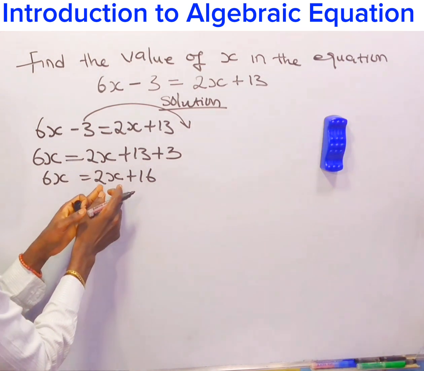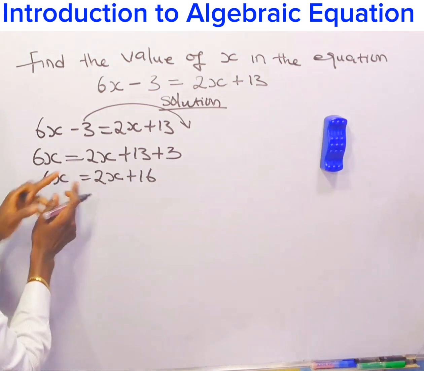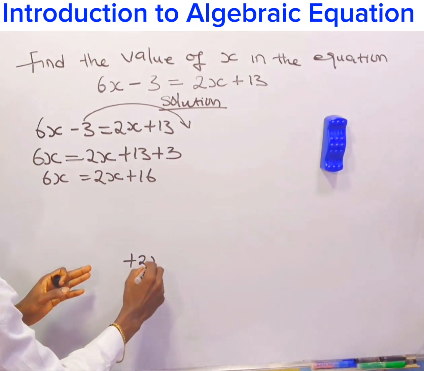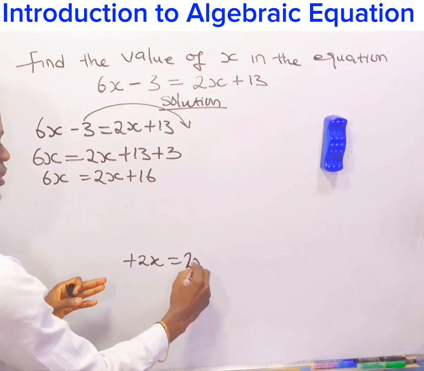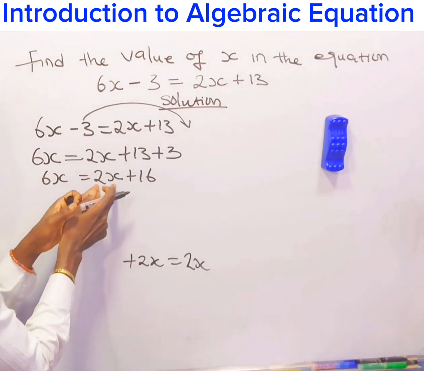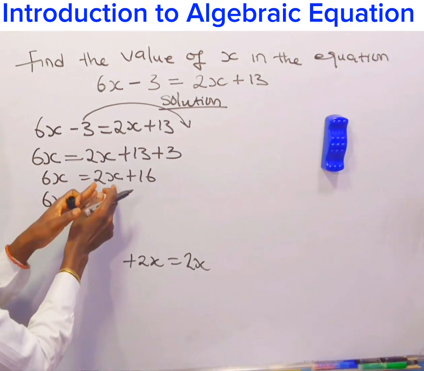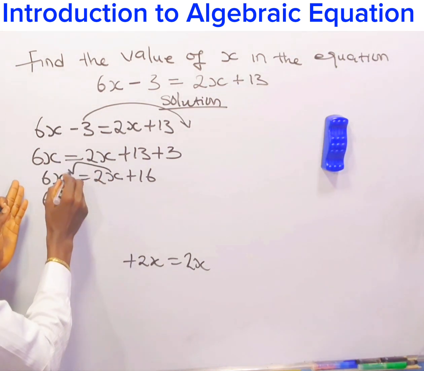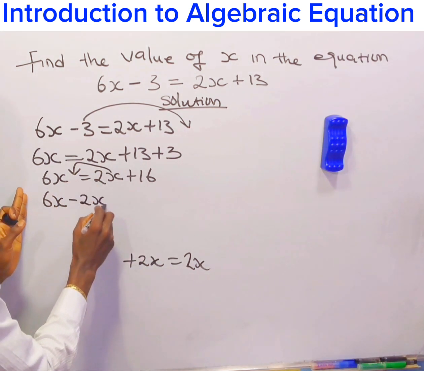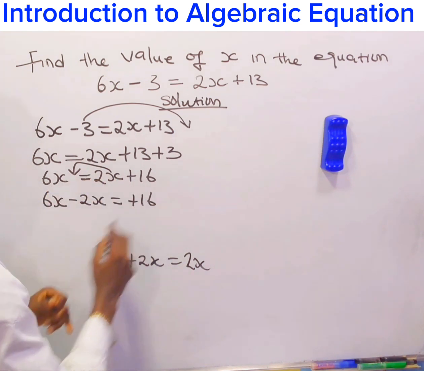Now, we'll also move 2x to the position of 6x, which means 2x will cross the equal sign to 6x. 2x here is carrying what sign? 2x is positive 2x because it is not carrying any sign, so automatically it is a positive sign. Which means positive 2x will cross the equal sign towards the left-hand side. So we have 6x, and 2x will come here. From positive 2x, crossing the equal sign will become negative 2x. Now we have equal to positive 16.